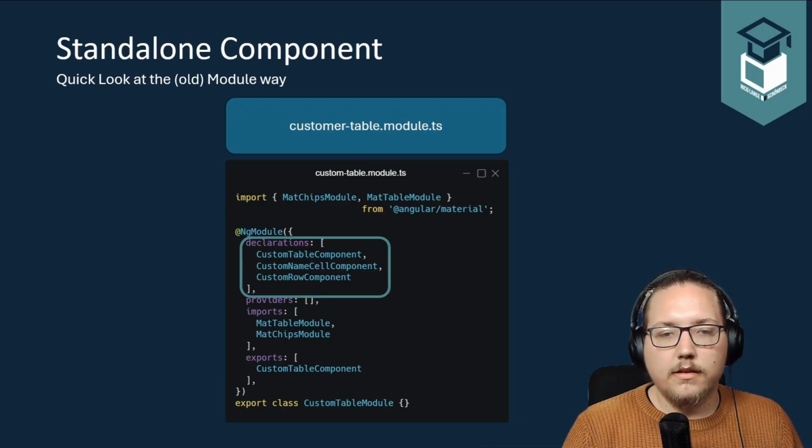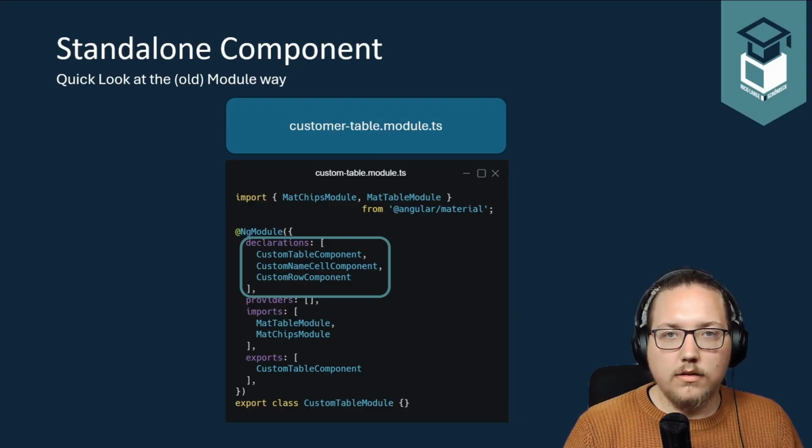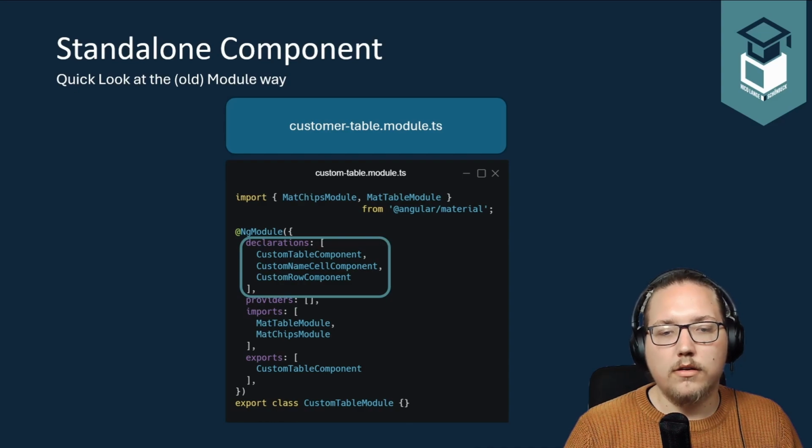We have here the declarations. In the declarations you're defining components that the module should use. In that example we have the custom table component, the custom name cell component, and the custom row component. You can also define directives here if your project or your module needs them to be running.